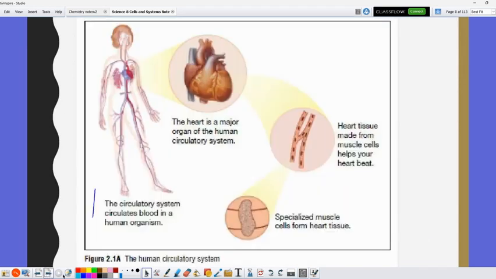And here is another example. The circulatory system has specialized muscle cells that form heart tissue, and heart tissue is made from muscle cells that help your heartbeat. They organize together to become organs, like in this case, the actual heart. And then the heart is part of a circulatory system that involves the heart, arteries, veins, capillaries, and that is the circulatory system.